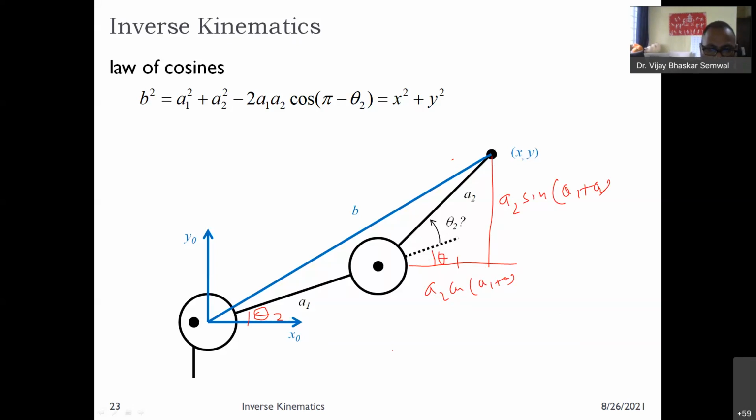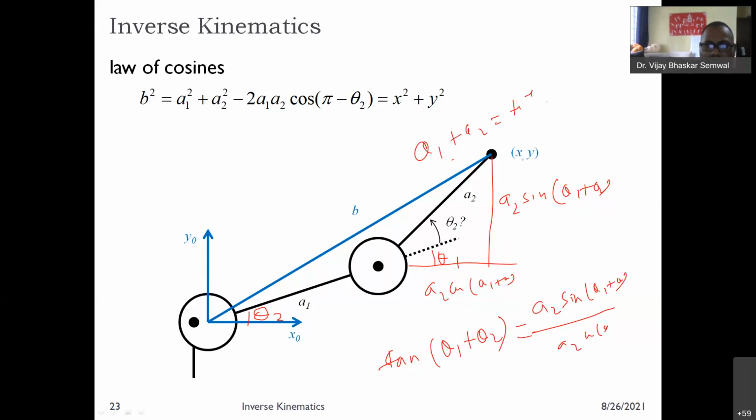If I see cos(theta 1 plus theta 2) or tan(theta 1 plus theta 2), you can do this, okay? So here what you can get is tan, what will it be? A2 sin(theta 1 plus theta 2) upon A2 cos(theta 1 plus theta 2), okay? From here theta 1 plus theta 2 will come as tan inverse of whatever value is here, and theta 2 you already know. Theta 1 you have to calculate. Theta 1 equals whatever tan inverse value is here minus theta 2.